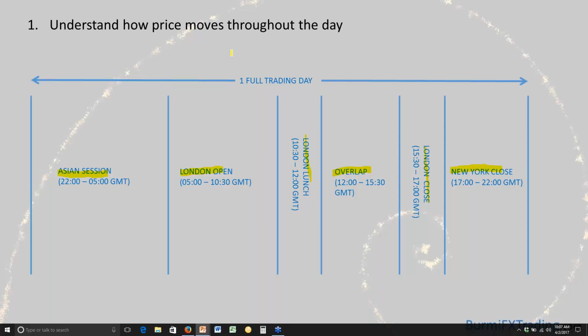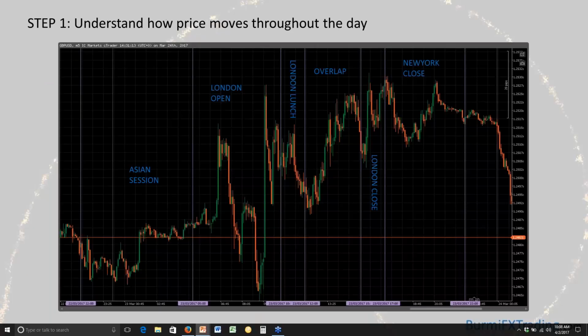If you're trading euro, Swiss franc, it doesn't matter, just take a full trading day, divide that into different sessions, and then you further divide. Let's say you want to study the Asian session in detail. You want to know everything about the Asian session. Then you're going to further divide that session.